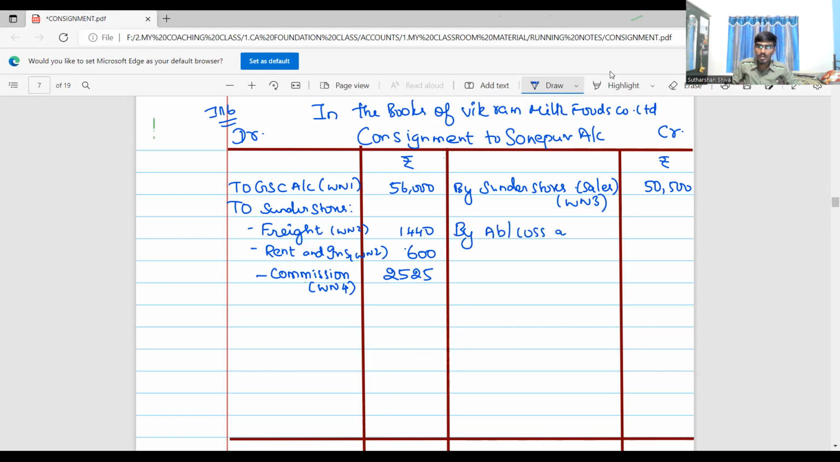Then by abnormal loss account. By abnormal loss account is how much? Here there is no loading in the question, so we are not charging a load on the consignment account. Then you have by consignment stock account. For tins, you have 4,635. For packets, you have 12,280. Then total is 16,195. Okay.